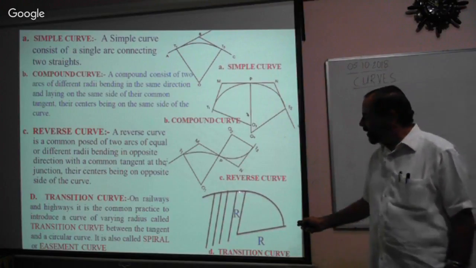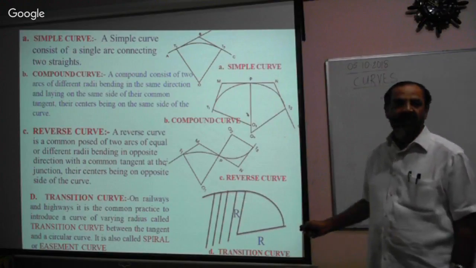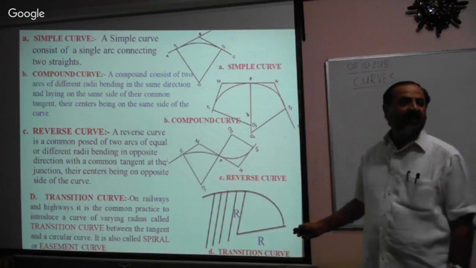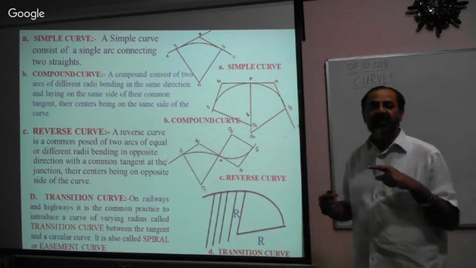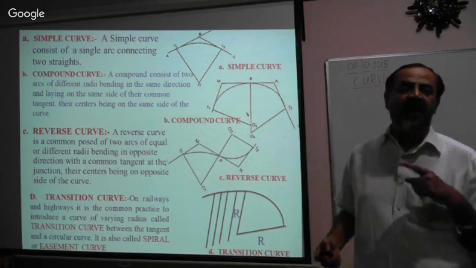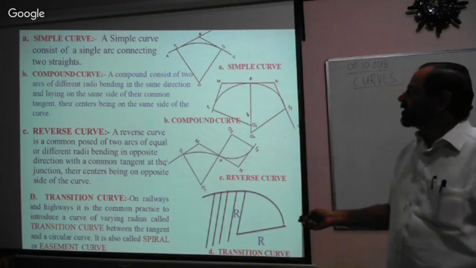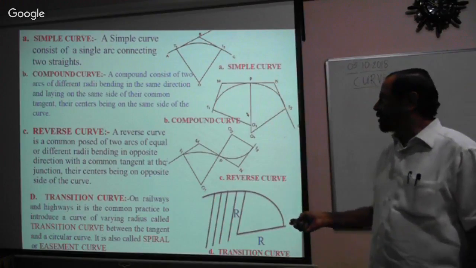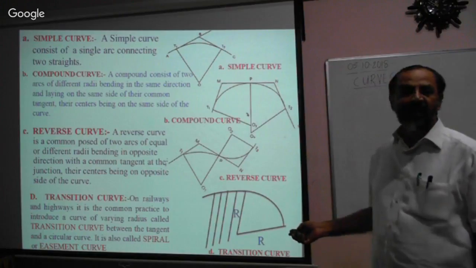Now, if you go to the next point, the radius of the transition curve is more than this r, and similarly, if you move, the radius of the curve is a little more than that, and at the end, it is joining with the straight line. Then the radius at that point is infinity. These are the different kinds of curves employed in our regular practice.